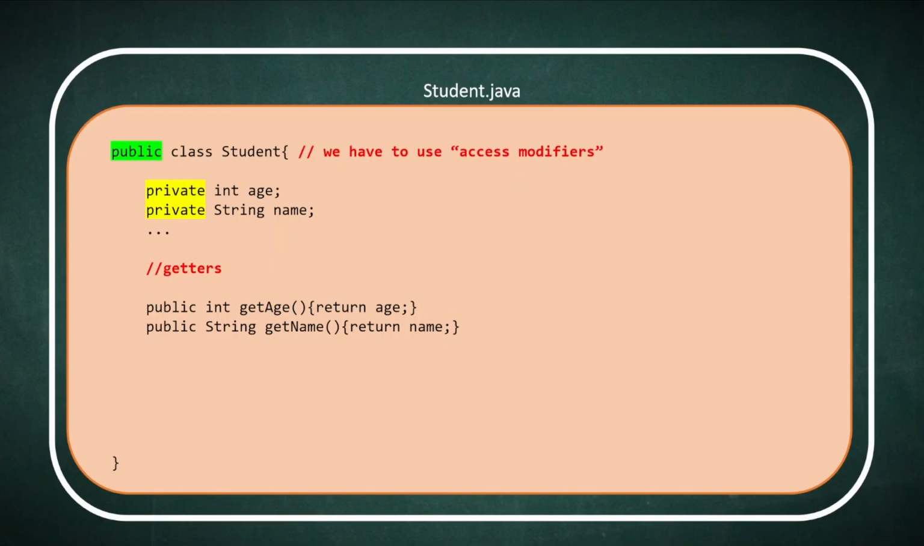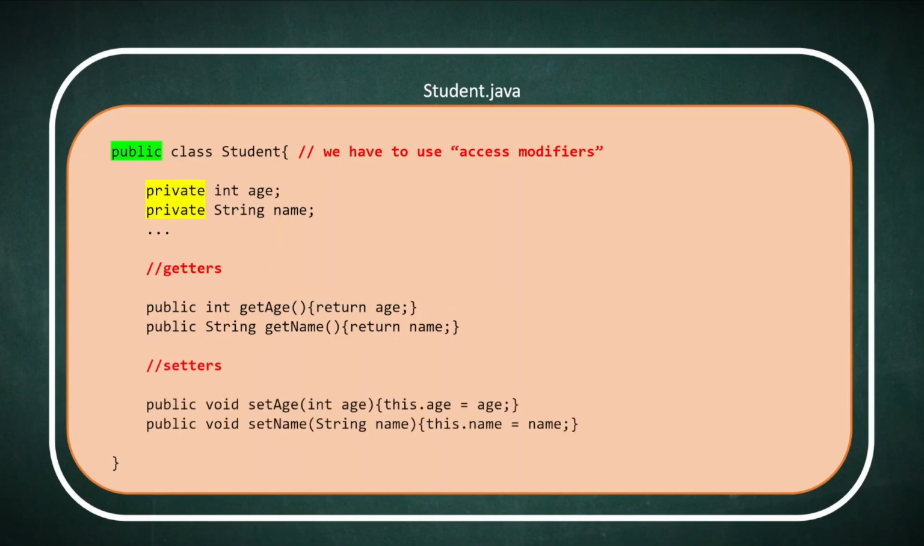And if I want to change age or name, I use setters. They're exactly like getters, but they return a void, and they take the new age or new name as a parameter. And they use the this keyword to edit the fields, just like a constructor does.